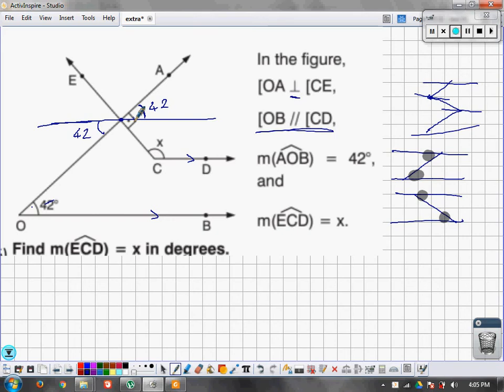So now, if this part is 42, here we have 90 degrees. To complete it to 90 degrees, it must be how much? 48, I think. 40 and 8, plus 42 is 90, so 48. This part is going to be 48 degrees. Now I will extend this one, and the angle in here should be the same as this 48. They have opposite directions between the parallels. If this is 48, x is equal to 180 minus 48, so it must be 132.